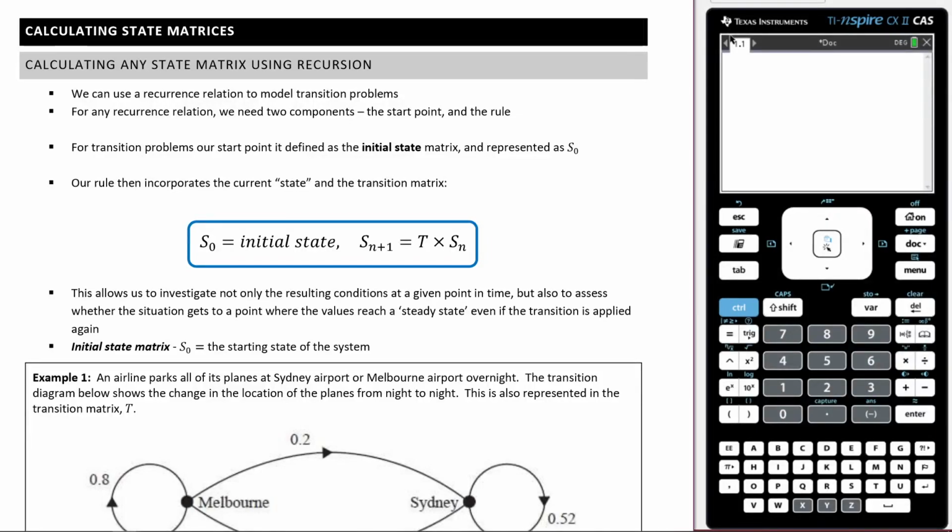Welcome. So in this lesson, we'll begin to talk about calculating state matrices. So calculating any state matrix using recursion. So this should be a bit of a blast from the past from our financial component of this course. So we're going to be talking about recursion again.